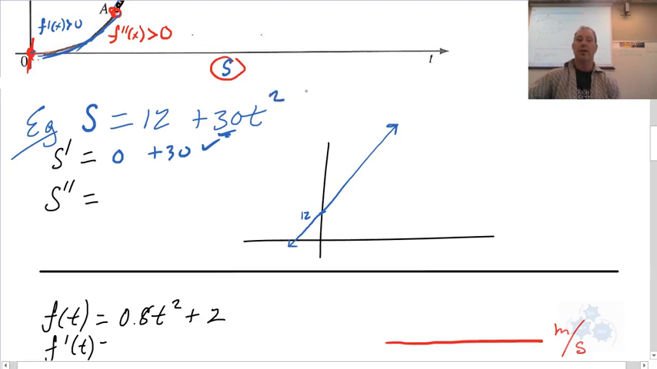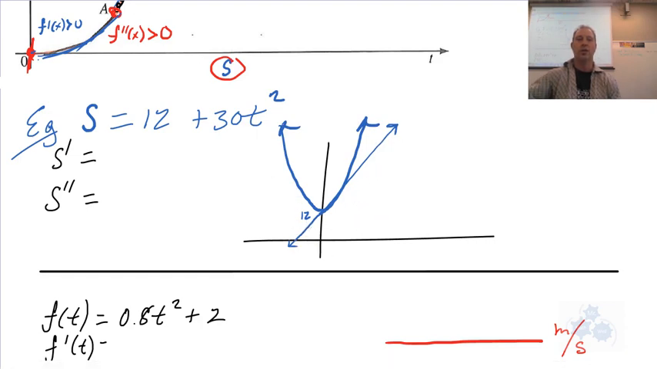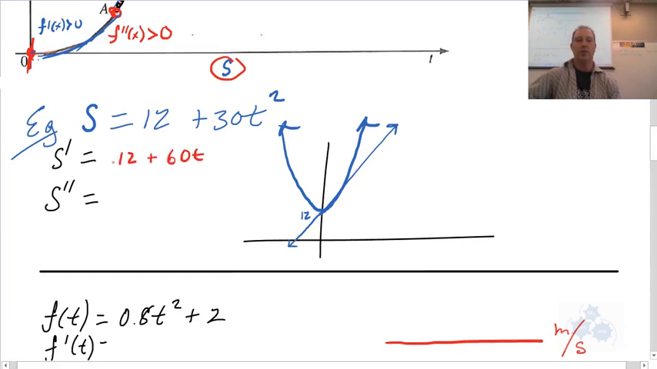If this was squared now, maybe we have something like 30t squared. Right? Okay, so if that's the case, then the instantaneous velocity is definitely changing. All of these slopes are changing. So then this would be 12 plus 60t. I'm sorry, the derivative, 0 plus 60t. So it's going to be actually 60 times whatever x value you choose. It's going to be different, which makes sense, right?